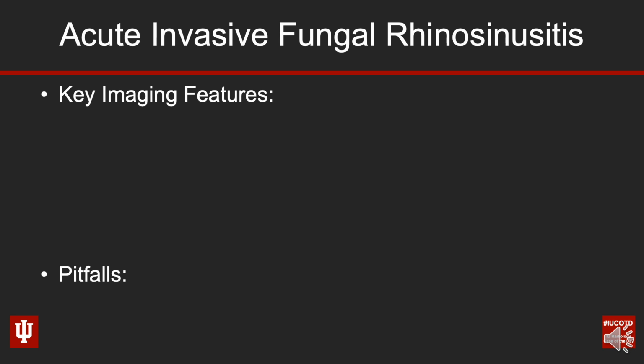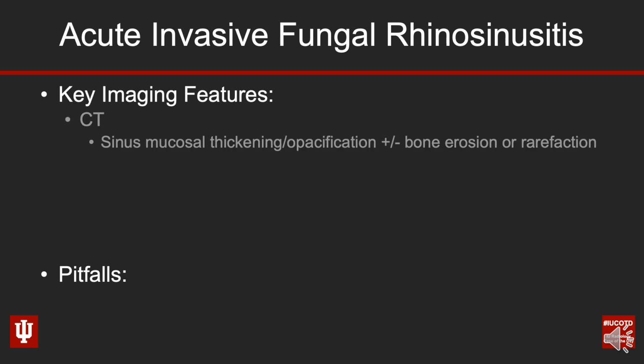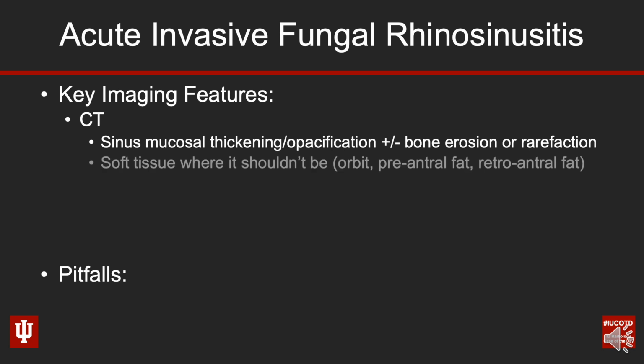Okay, so let's wrap this up. Again, this was a patient who had acute invasive fungal rhinosinusitis. In terms of the key imaging features of this case on CT, you're looking for that sinus mucosal thickening or opacification, may or may not have bone erosion or rarefaction. But one of the really critical things to look for is that soft tissue where it's not supposed to be. In this case, we saw it within the orbit. You can see it within the preantral, the retroantral fat. We talked about all of those 7 variable places to look.